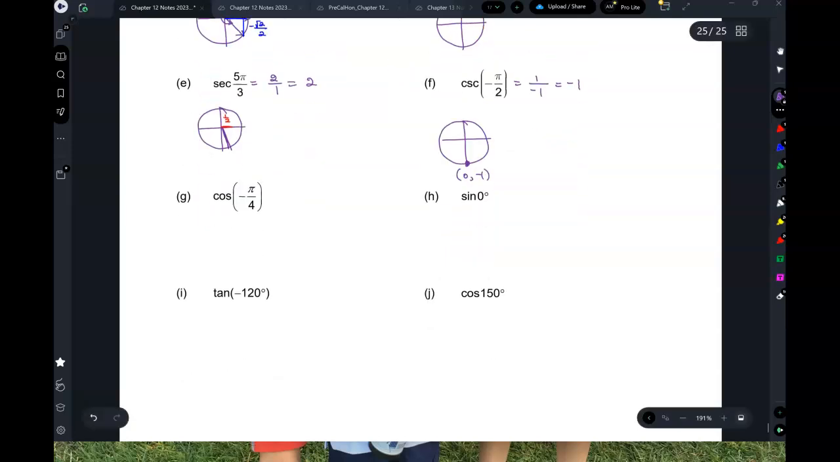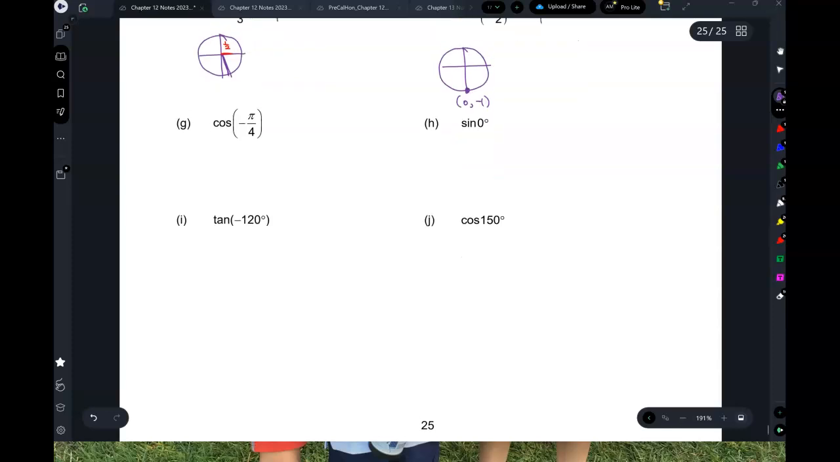Okay, so negative pi over 4 on the axis or inside a quadrant? Okay, which quadrant? Fourth. Okay, what are the sides of this triangle? Root 2 over 2 and root 2 over 2. Okay, so cosine, is that the x or the y? The x. Nope. Here we go. This is the x. What direction is it? Negative or positive? Positive root 2 over 2.